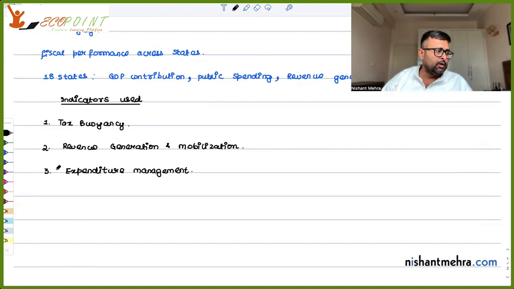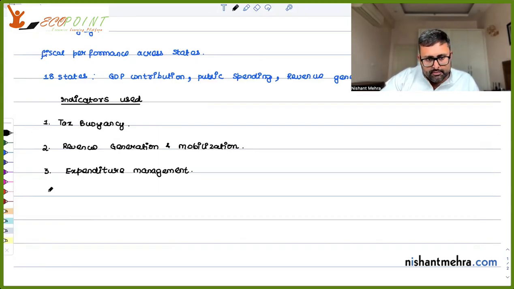Expenditure management. So it is focusing on the quality and prioritization of spending. On what you are spending, on what themes you are spending. Are you doing any capital expenditure or not? If you are just doing revenue expenditure, it is just for day-to-day business. But are you making some capital expenditure? Are you investing in infrastructure? That is quality expenditure. If you are doing that, it means you are using your resources properly.